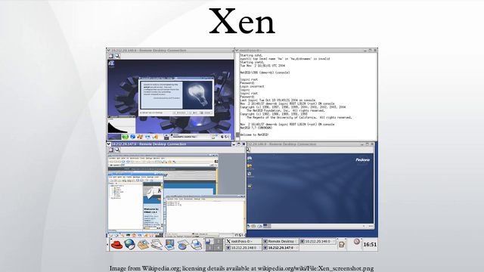Xen is currently available for the IA-32, x86-64 and ARM instruction sets. Software architecture: Xen runs in a more privileged CPU state than any other software on the machine.